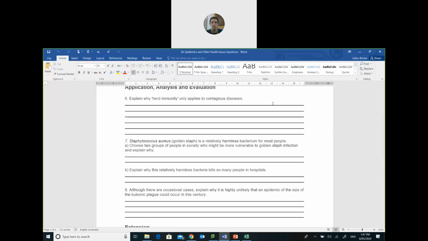There is this particular bacterium called Staphylococcus aureus, or golden staph. You might have heard of it. It's relatively harmless for most people. However, it's become a bit of an issue, particularly in hospitals lately. So, what are some people that might be vulnerable to golden staph? We know that for most people it's relatively harmless. What sort of groups of people do you think it might be harmful for?